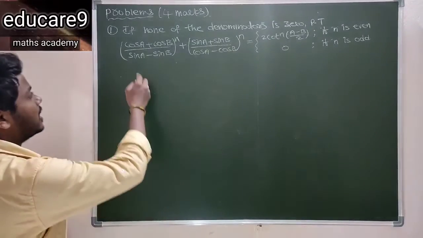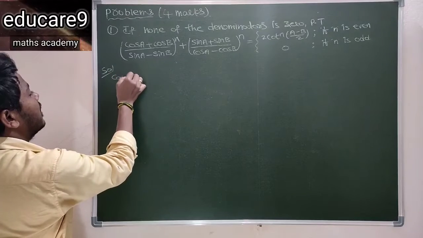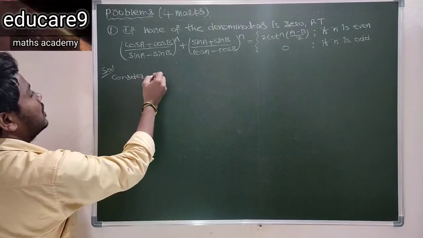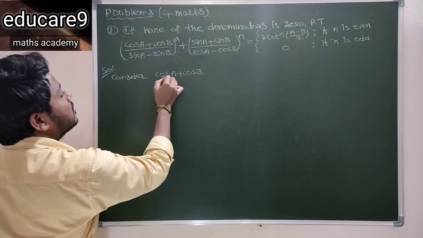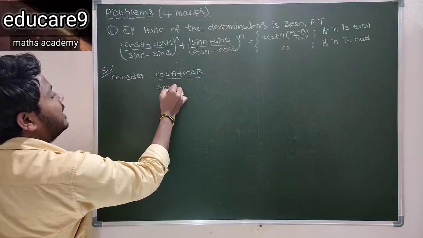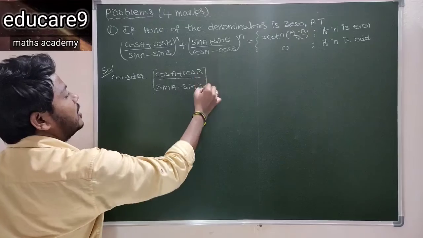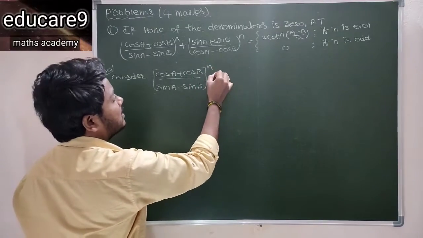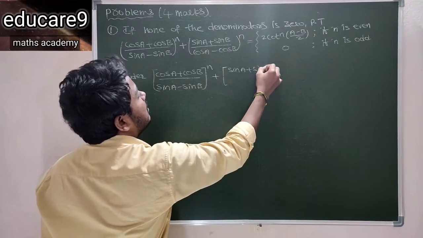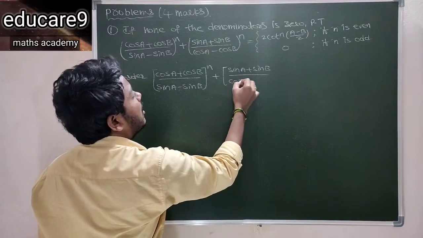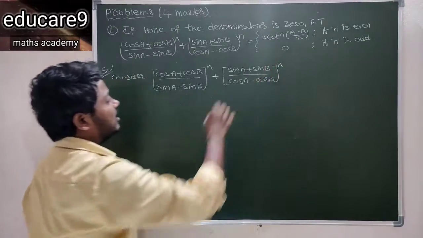Okay. So let's see here, consider this value. Consider (cos a plus cos b) divided by (sin a minus sin b), whole to the power of n, plus (sin a plus sin b) divided by (cos a minus cos b), all to the power of n.